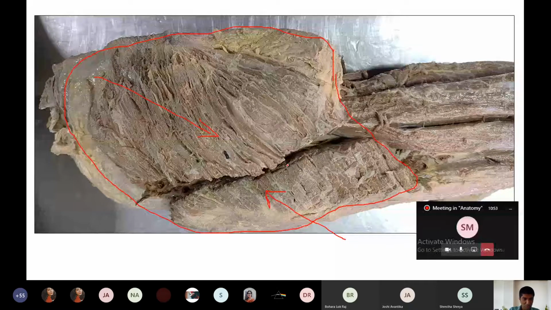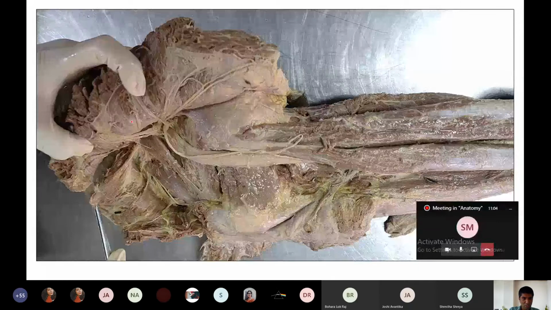We have entered here deeper to the gluteus maximus, seen the gluteus medius. This is gluteus medius, and what is this one? This one is the gluteus minimus, isn't it? And similarly, this muscle which we have discussed before, this one is the piriformis. Here you can see all the structures coming out from the greater sciatic foramen into the gluteal region from the pelvic cavity. These structures also we have identified before.